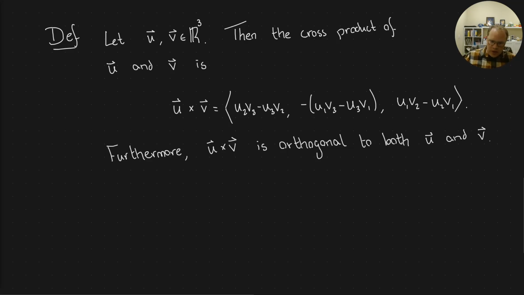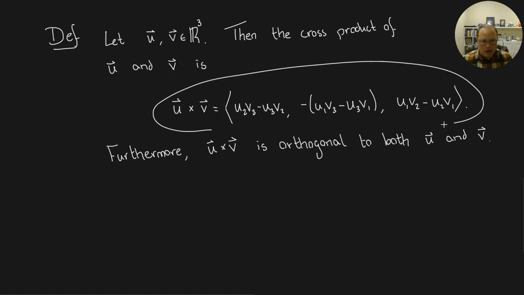Okay, so I know what you're thinking. This cross product thing, it is hideous. Do we really have to remember this nasty formula? Well, yes, but it turns out there is an easy way to remember this. Okay, and to see it, let's rewrite the cross product in terms of the standard unit vectors, in terms of i, j, k, instead of in component form like we have it here.